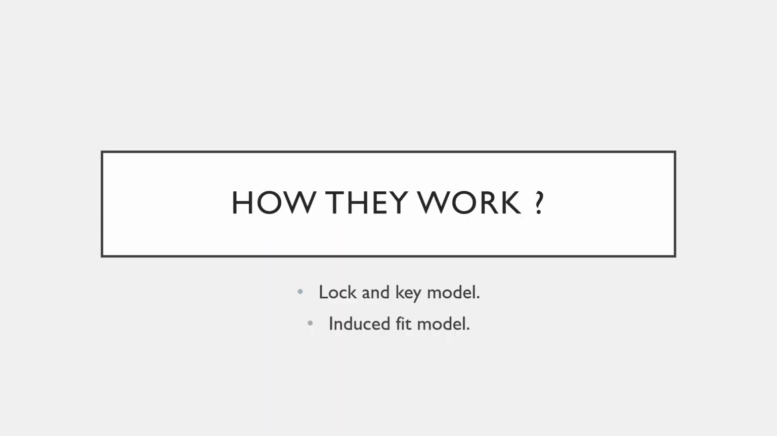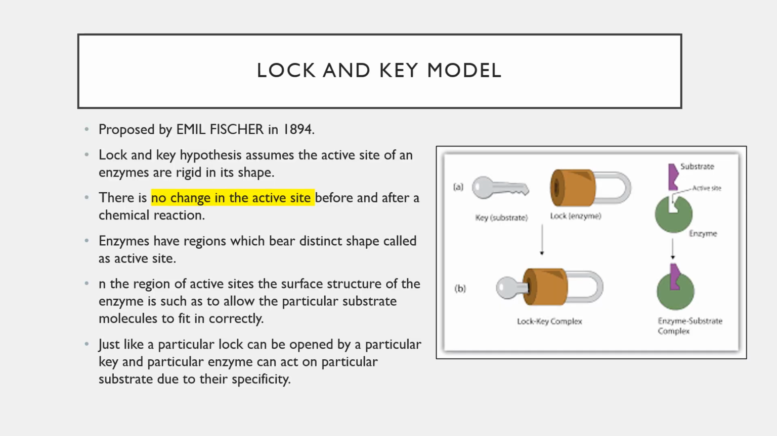Now we learn about how they work. There are two types of models: the lock and key model, and the second one is the induced fit model. First we learn about the lock and key model. There is an area on the enzyme called the active site. In this picture, the active site is given.